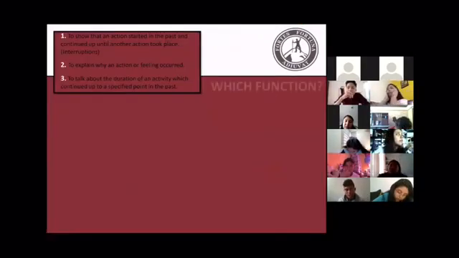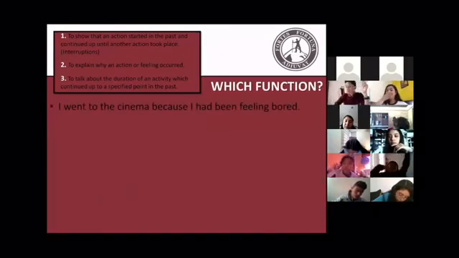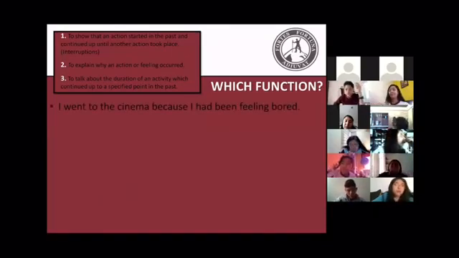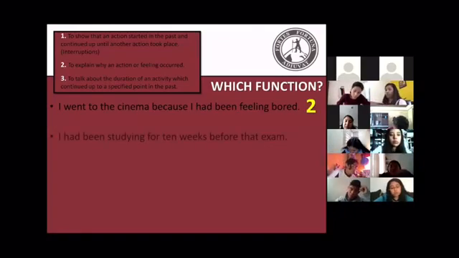Here are some example sentences. You're going to tell me which function it was, 1, 2, or 3. So here's the first one. I went to the cinema because I had been feeling bored. Is that function 1, function 2, or function 3? You can see them at the top of the screen. I'm very happy to say that you've all got the correct answer. Well done. I had been studying for 10 weeks before that exam.